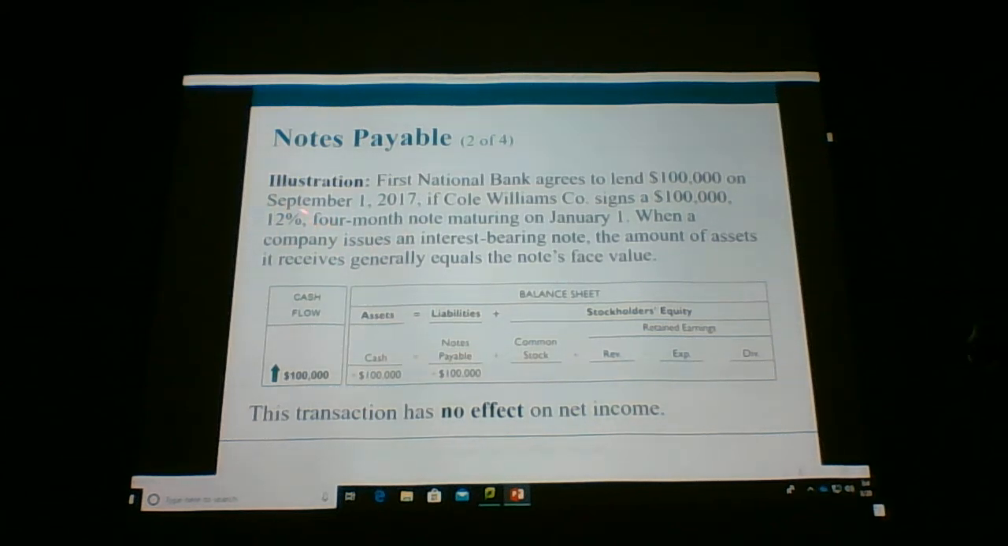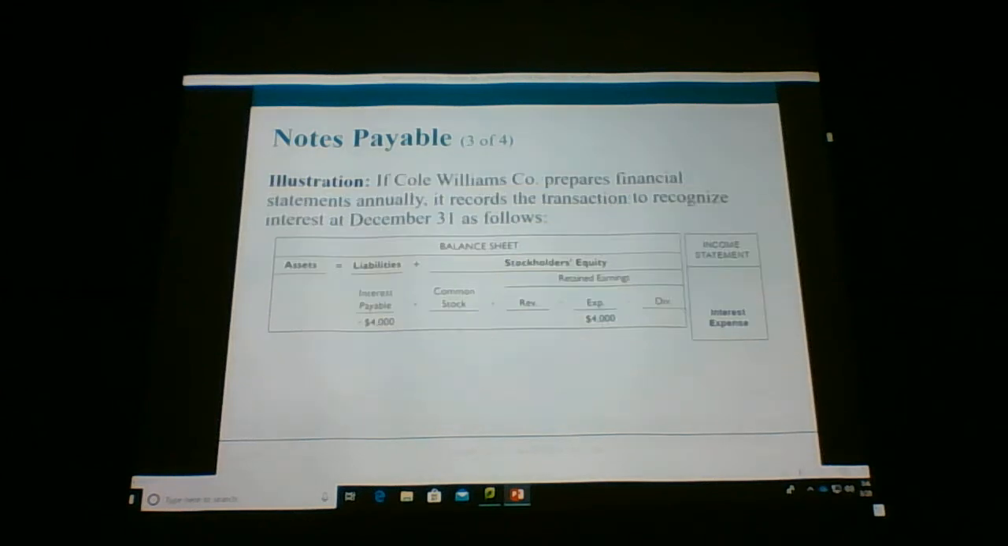So we could essentially say that this 12%, we could actually just use 4. 4 is 1/3 of 12. However you want to do it is fine. The point being, they're going to owe the bank $4,000 in interest. Okay, they're going to owe them the $100,000 that they borrowed plus $4,000 in interest. Not $12,000, because the note was only for 4 months, not for 12 months. Okay? So because they know that they're going to do this, they would establish a liability for $4,000.